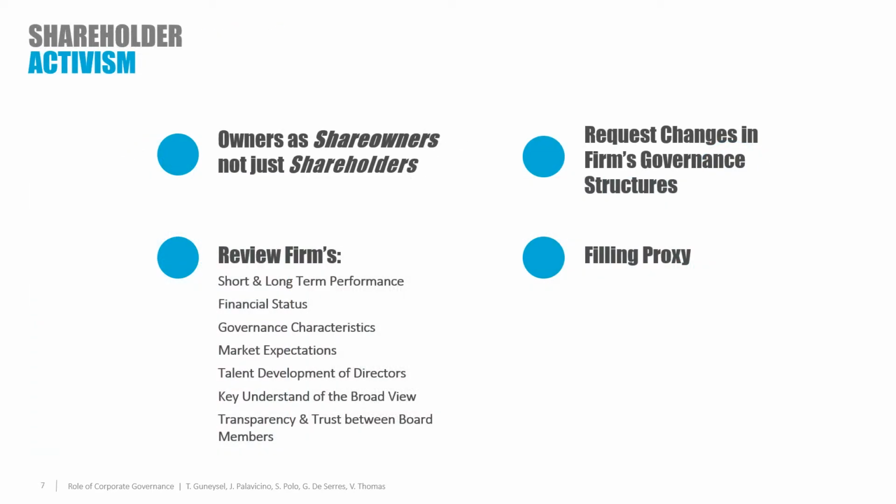Shareholders' activism. When managers' actions differ from shareholders' interest, the shareholders use shareholder activism to protect their interest. Owners are share owners and not just shareholders. Owners are no longer just passive investors. They review firms' short and long-term performance, financial status, governance characteristics, and market expectations. As needed, they will request changes in firms' governance structures. Owners can also file proxy or court action if the organization is not effectively responding to shareholder concerns.